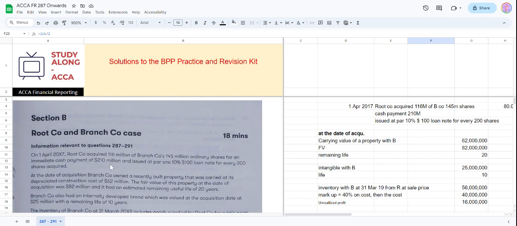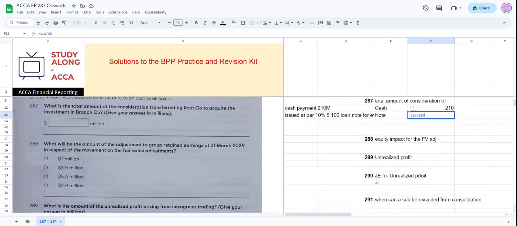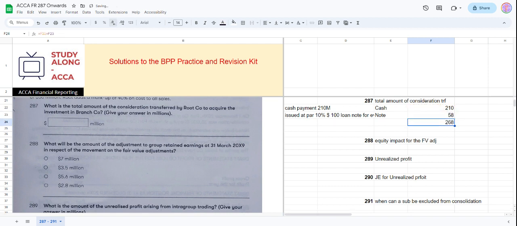So every 200 shares, sorry, not two. Every 200 shares they are giving one. So they are giving this much, and then the price per note is 100, the list price. So this is 58. Okay. So how much consideration are they paying? They are paying 62 million. 268 million of consideration. So our answer should be 268 million.